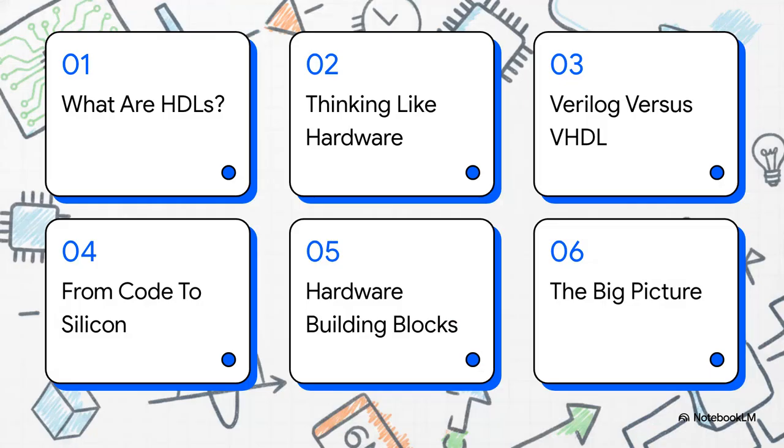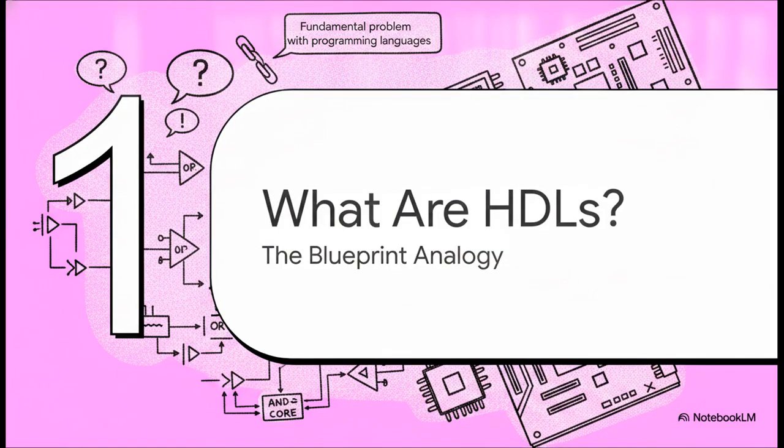Here's a quick look at our roadmap for today. We're going to cover what HDLs are, thinking like hardware, Verilog versus VHDL, the whole journey from code to silicon, hardware building blocks, and then wrap it up with the big picture. All right, let's kick things off with Section 1. What exactly are HDLs, and what's this blueprint analogy all about?